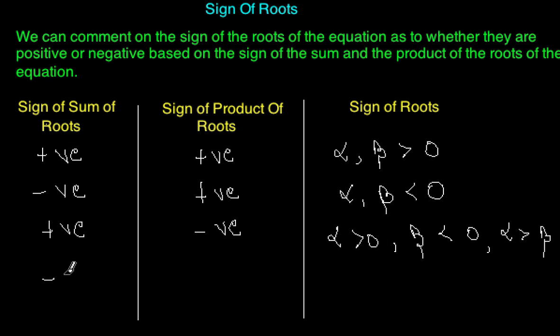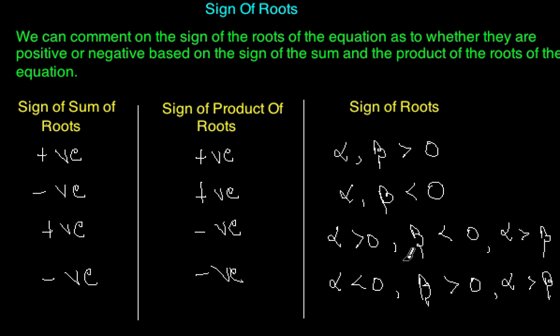Similarly, the last case we can get in the similar way. Here in this case the larger root will be the one which is the negative root because the sum is negative. So this is how we find out the sign of the roots of the quadratic equation.